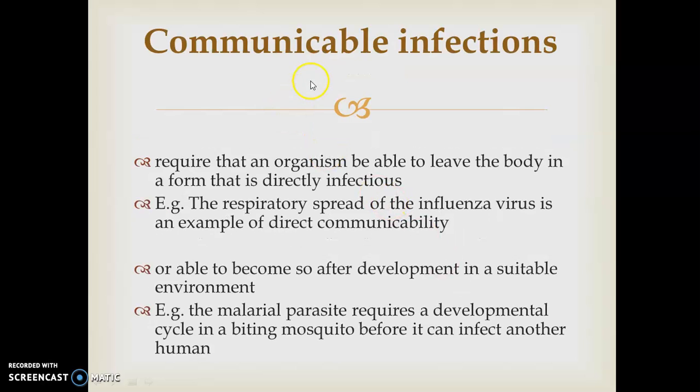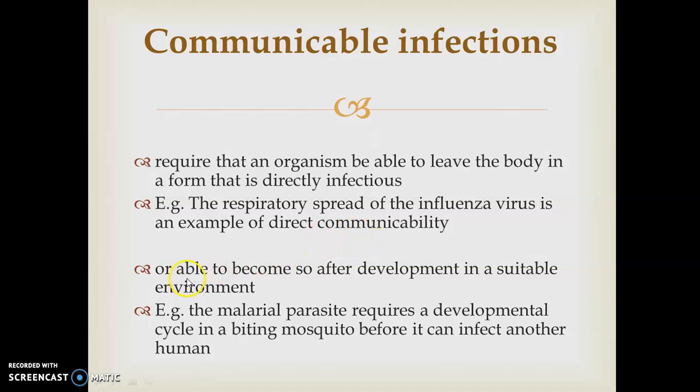Now the other is the communicable infections. Communicable infections require that an organism must be able to leave the body in a form that is directly infectious. This is one of the forms. For example, the respiratory spread of the influenza virus. This is an example of direct communicability.